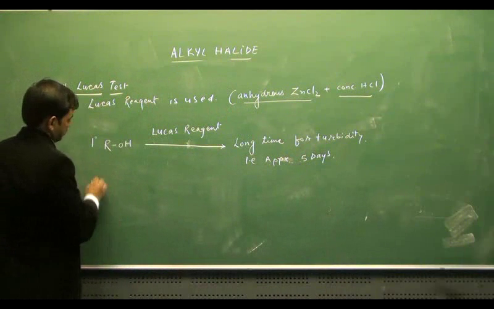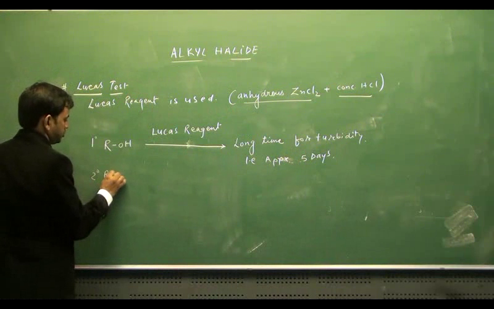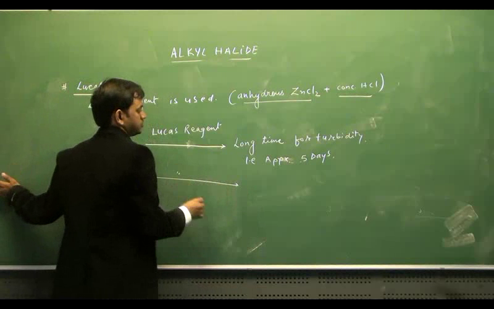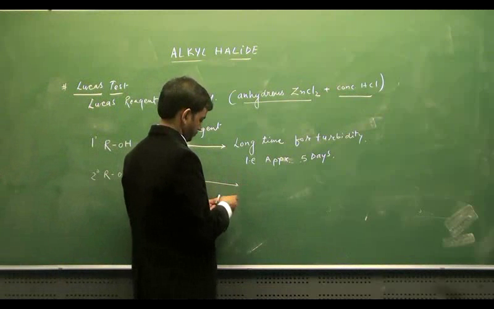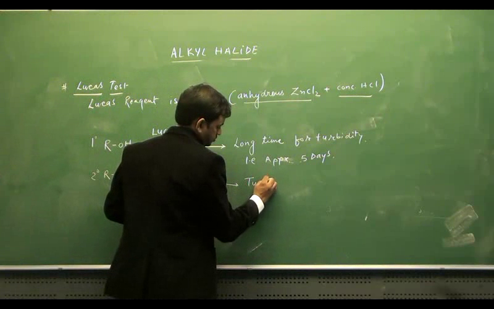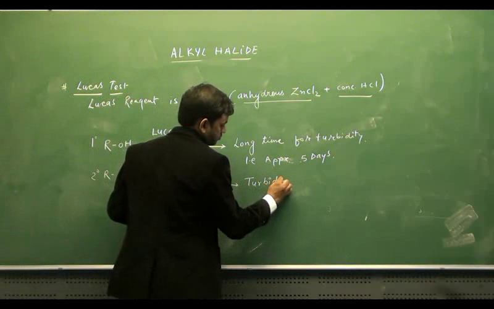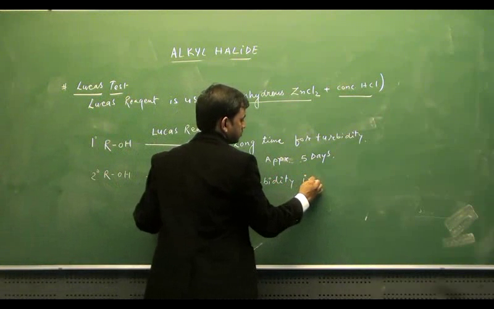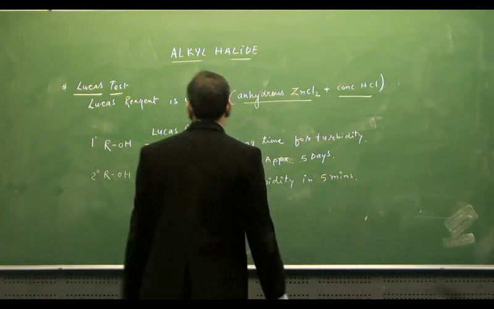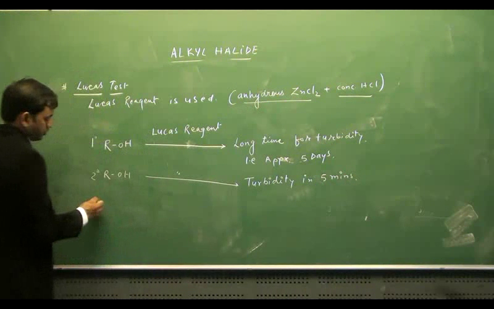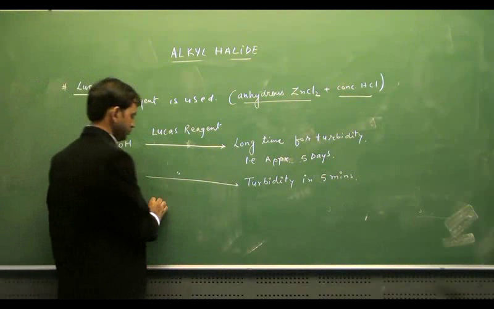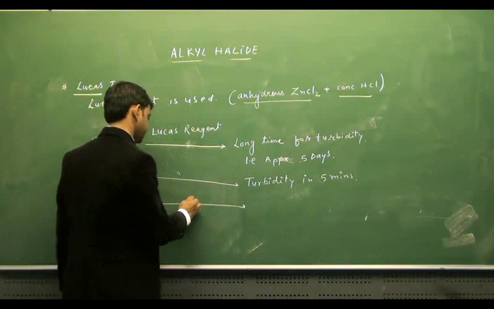2 degree alcohol gives the turbidity after 5 minutes. When we introduce the Lucas reagent, it takes approximately 5 minutes. Turbidity in 5 minutes. In 3 degree alcohol, immediate turbidity.